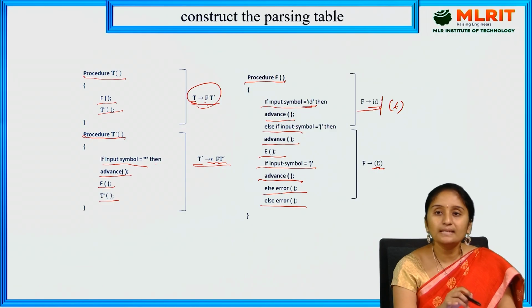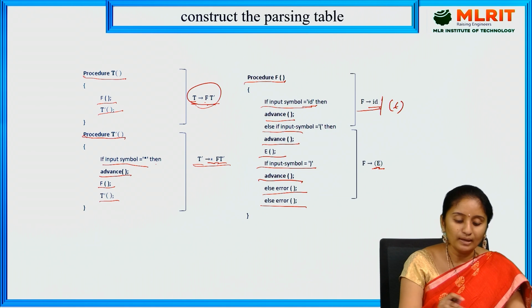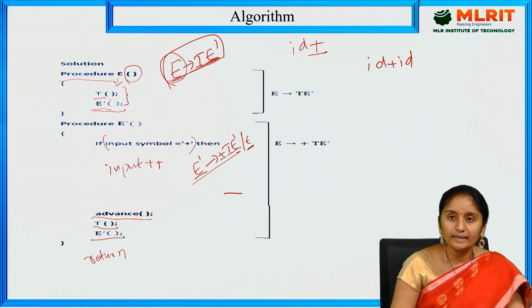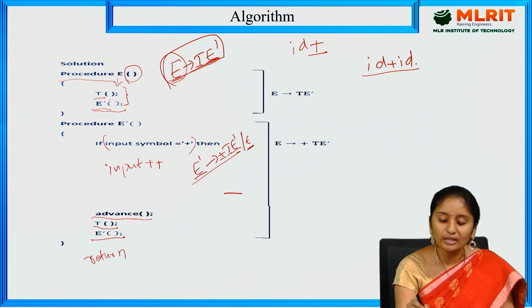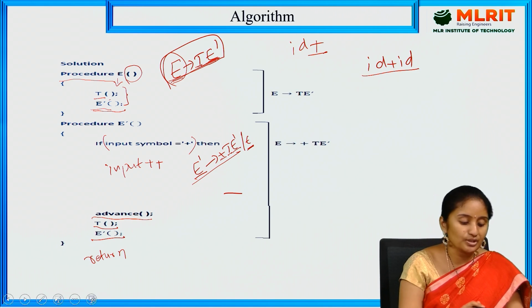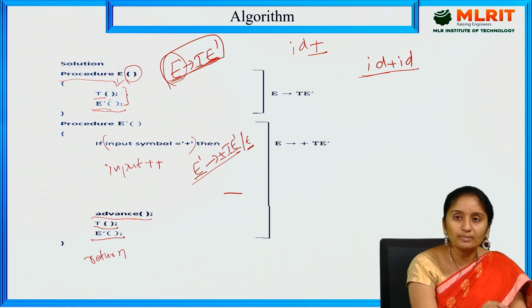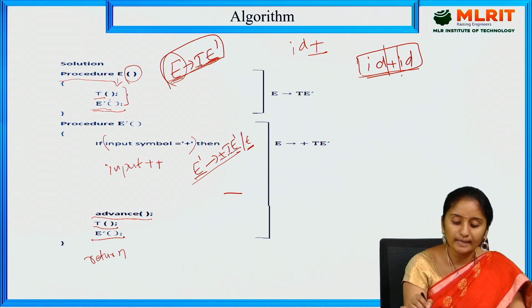So this is about the construction of the parsing table. For example, if I have a string ID plus ID, this is the algorithm we have constructed. For this algorithm, we need to check whether the given input string is matching or not. So how are we going to check? It comes here, ID is there. The grammar starts from here. The input is written in array format: ID plus ID.